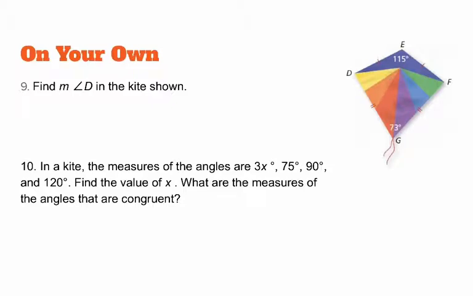Okay, angle D, what in the world is it? Well, first we know a kite is a quadrilateral, so it has to add up to 360 degrees. So I'm going to take 360 minus 115 minus 73, and I get 172 degrees. That's what I have left to work with.